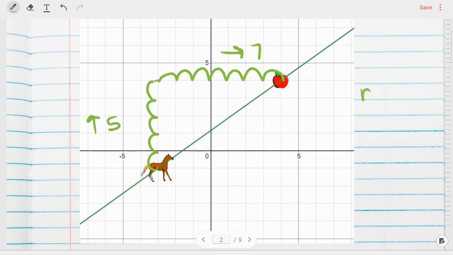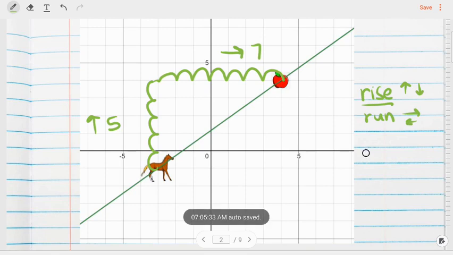When we find slope, we're looking to find the rise over the run. So in the horse example, how far up or down did the horse have to go? And how far right or left did the horse have to go? If I look at this slope, the horse rose 5 and then went right 7. So the slope of this line would be 5 over 7.